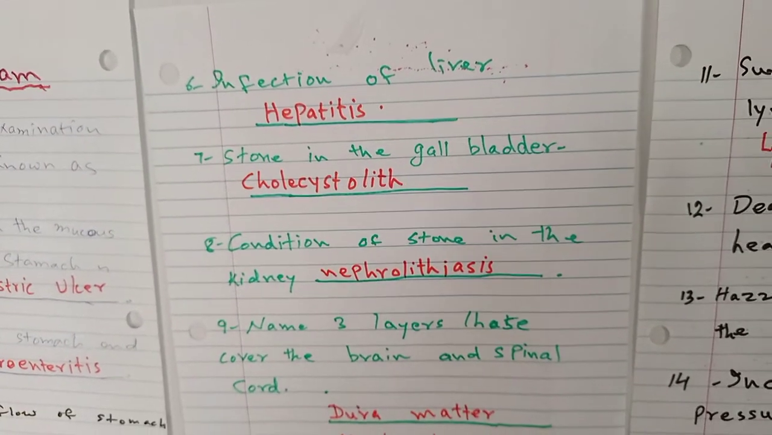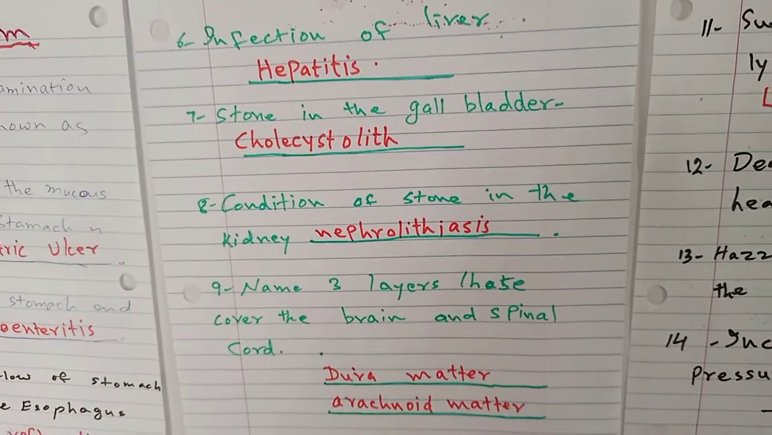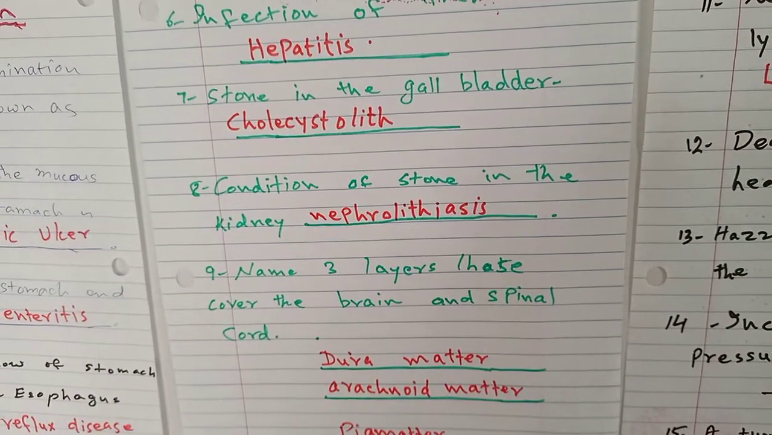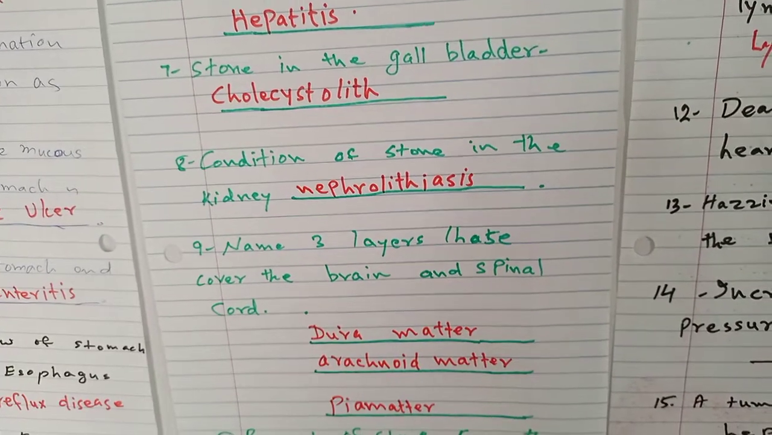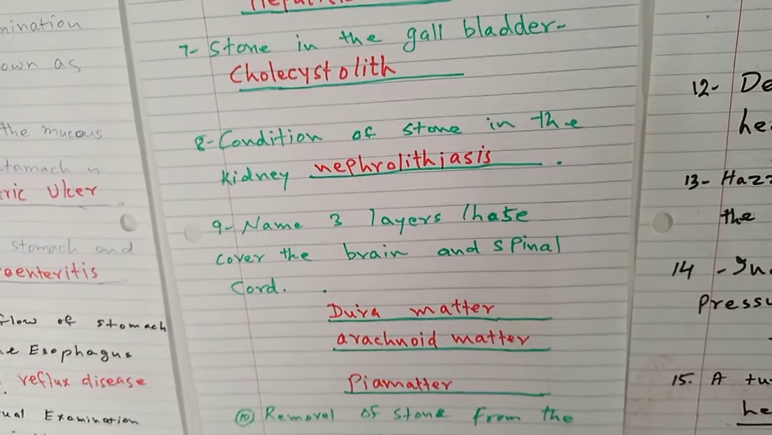Question 9. Name 3 layers that cover the brain and spinal cord. Dura mater, arachnoid mater and pia mater.